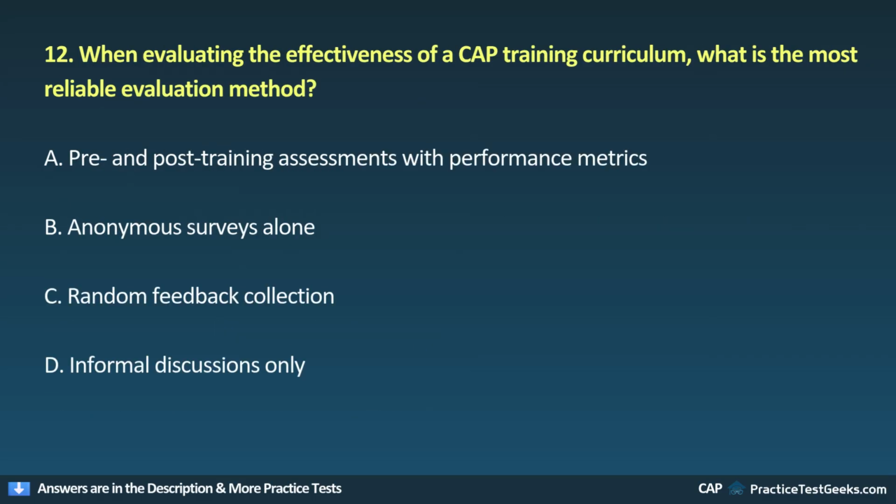12. When evaluating the effectiveness of a CAP training curriculum, what is the most reliable evaluation method? A. Pre- and post-training assessments with performance metrics. B. Anonymous surveys alone. C. Random feedback collection. D. Informal discussions only.